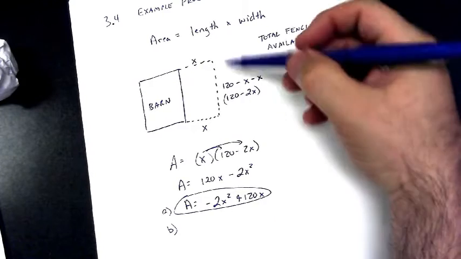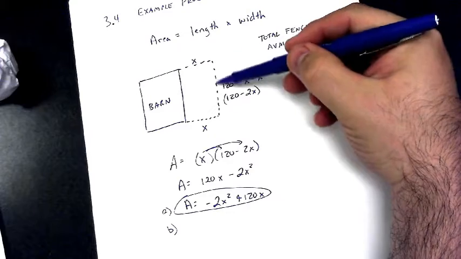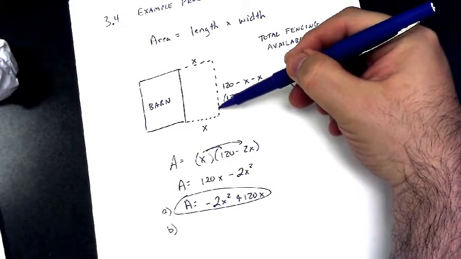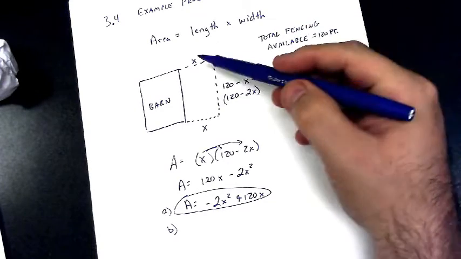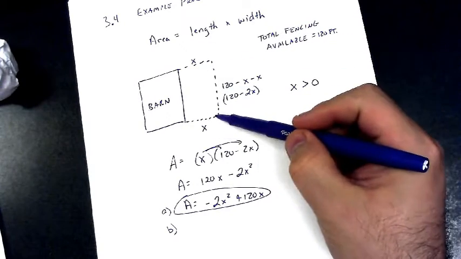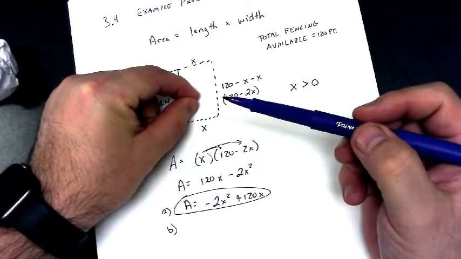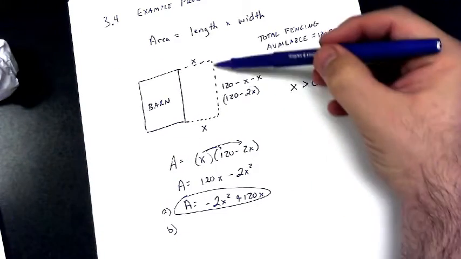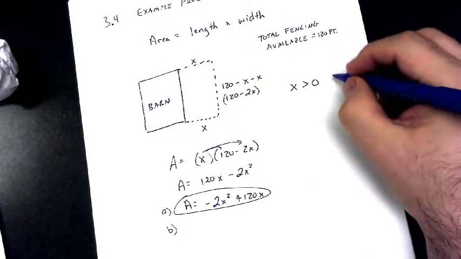We also know that this side over here has to be greater than 0 because you cannot have this side of the fence and this side of the fence come so close together where they're sitting on top of each other. So you have to have this side also greater than 0.